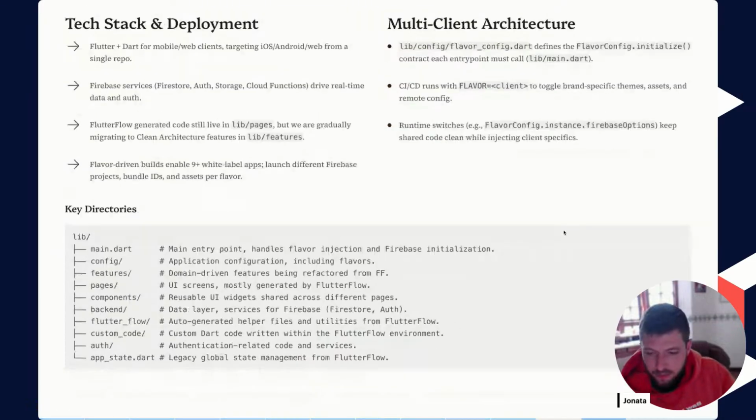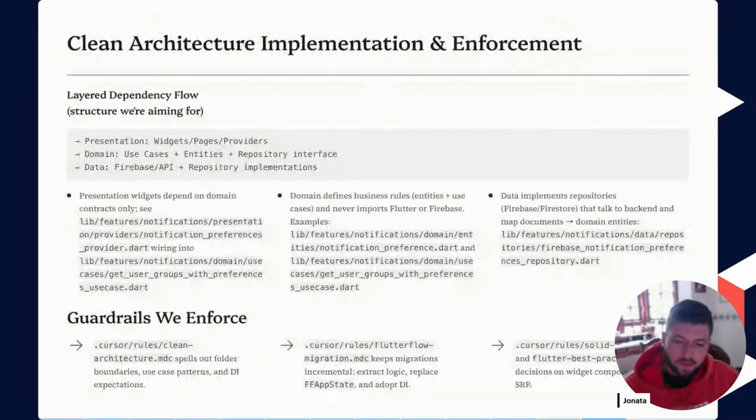Now let's move to how we are thinking in terms of the desired architecture for the app, and then we will see what's the current one. Then we'll see a little bit of how we also use Cursor rules to try to enforce this desired architecture, and finally we'll see the current state of the architecture and one example of migrating from the old architecture, let's say, to this newer one.